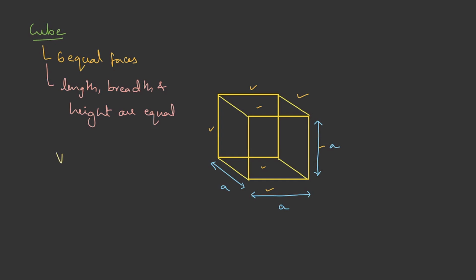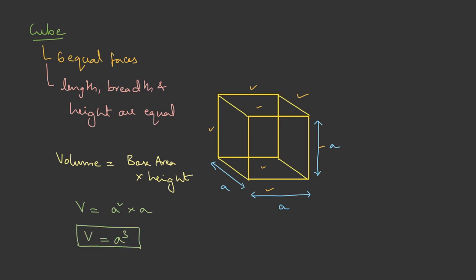Now coming to the volume, for a regular figure, it is base area into height. So for a cube, volume can be written as base area A into A, that's A square, and the height is also A. So this is A cube, where A is the length of the side. Now coming to the surface area, because all these 6 faces are equal, I can directly say 6 times the area of a side. Area of a side is A square, therefore surface area can be written as 6 A square.